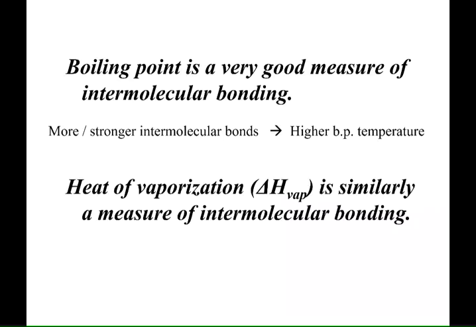Do you guys remember what the H stands for? Starts with the letter E. Enthalpy. H is enthalpy. So it's the enthalpy of vaporization. Your H's are enthalpies.